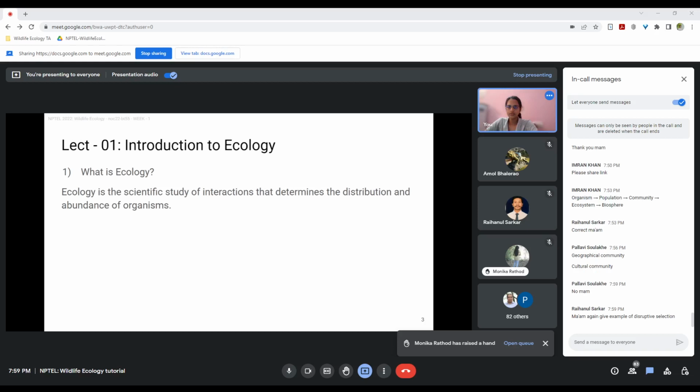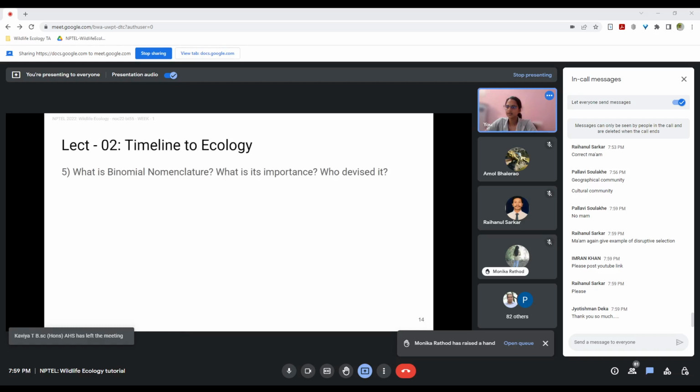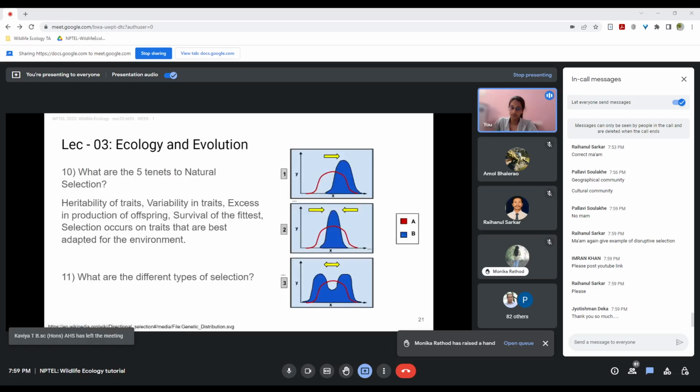Disruptive selection. So what is exactly disruptive selection? Let me just bring up that slide. Here you are. Yeah, so the last one is disruptive selection. What is happening in disruptive selection? So you have a series of traits, right? But in disruptive selection, if you look at figure 3, the extreme ends of the trait are chosen. So your x-axis has the traits, and your selection pressure is acting down the middle. So the intermediate trait is not chosen for, but your extreme traits are chosen for.